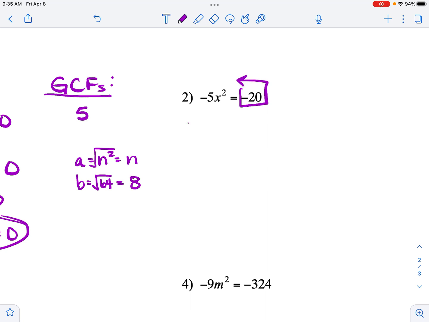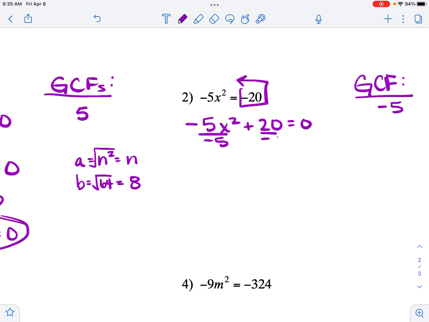Move it to the other side. So we have negative 5x squared plus 20 equals 0. Remember, when we move it from the right-hand side to the left, we always change it from a negative to a positive. Then find our GCF. And it is going to be a negative 5. So it's x squared minus 4 equals 0.